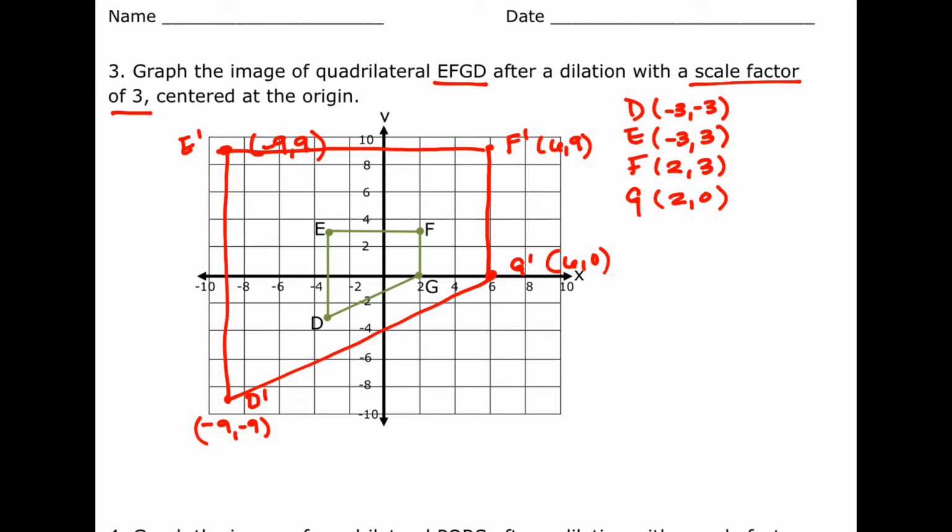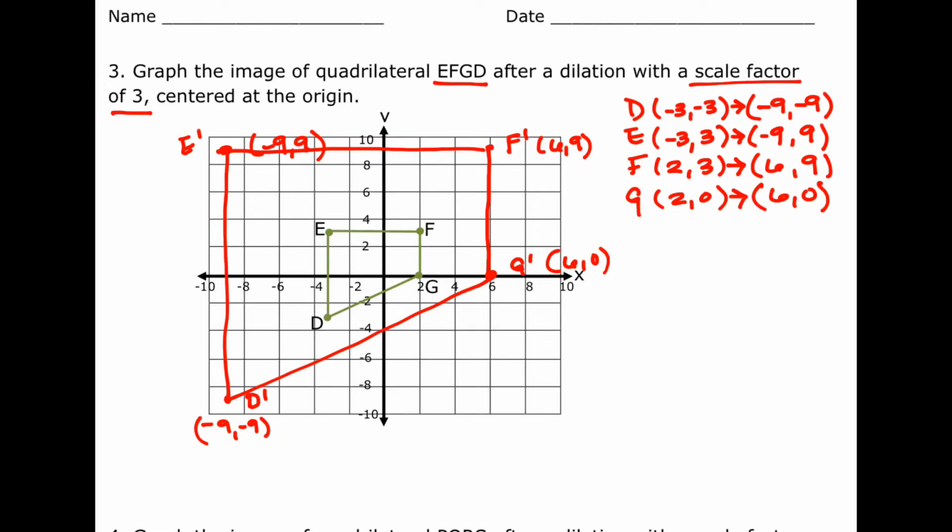If we were to multiply each of these original coordinates by our scale factor of 3, we would get -9, -9. E prime would be -9, +9. F prime would be 6, 9. And G prime would be 6, 0.